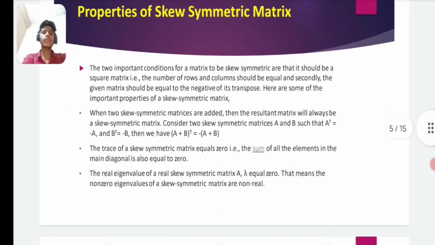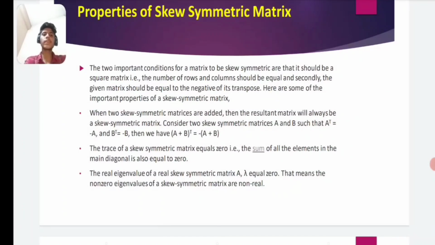Then properties of skew symmetric matrix. The two important conditions for a matrix to be skew symmetric are that it should be a square matrix, that is, the number of rows and columns should be equal, and secondly that the given matrix should be equal to the negative of its transpose.